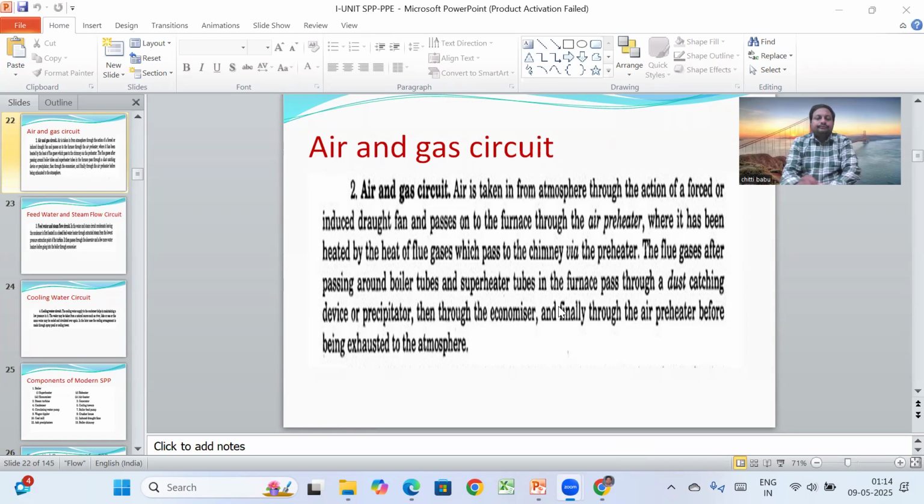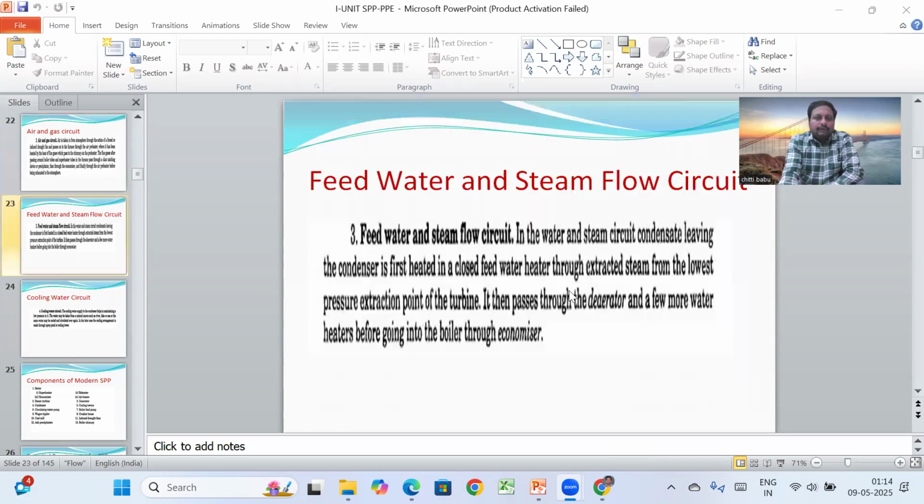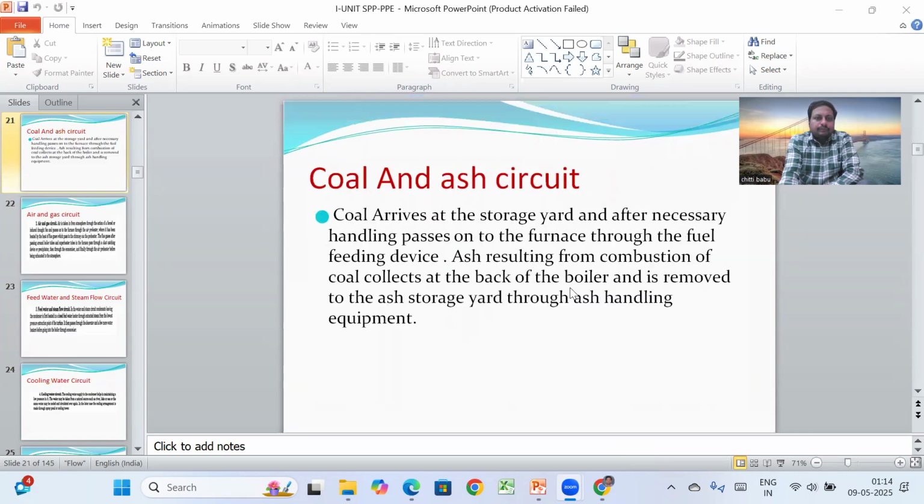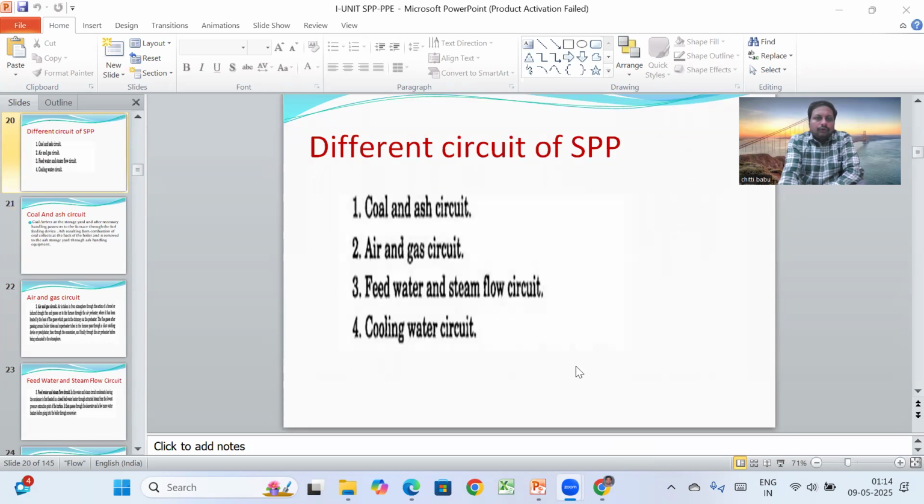Good morning, everyone. Today we are going to discuss the layout of the steam power plant and various circuits on the steam power plant. We have a coal and ash circuit, air and gas circuit, feed water and steam flow circuit, and cooling water circuit.